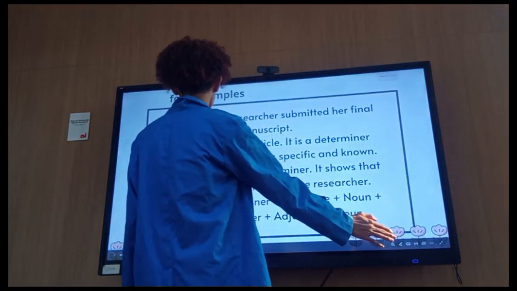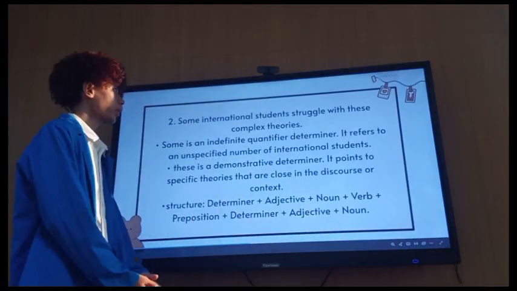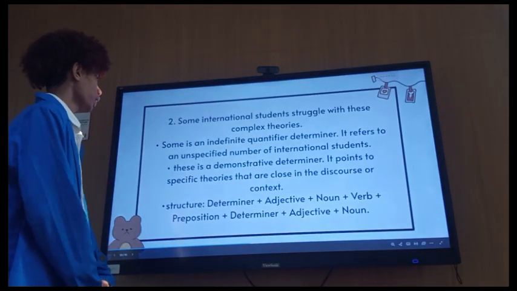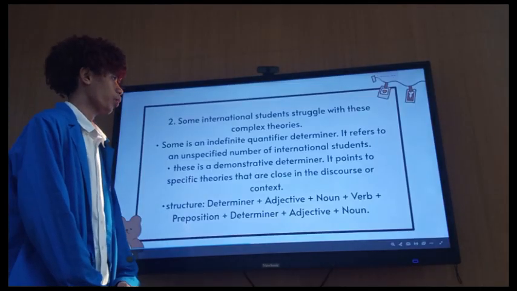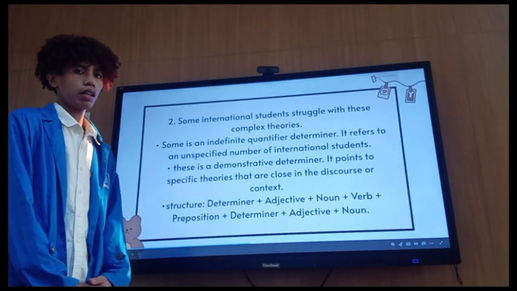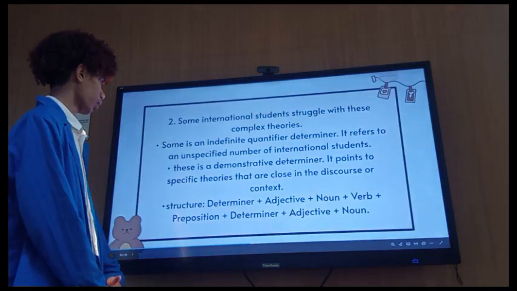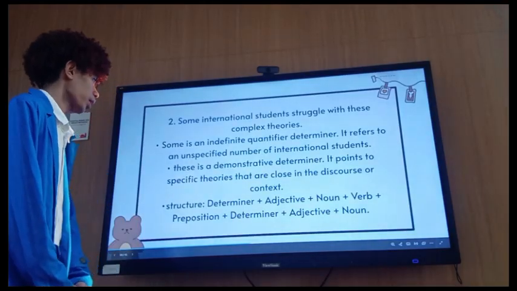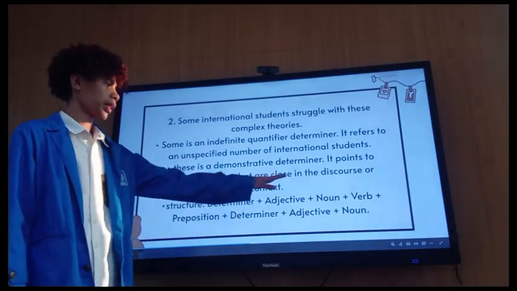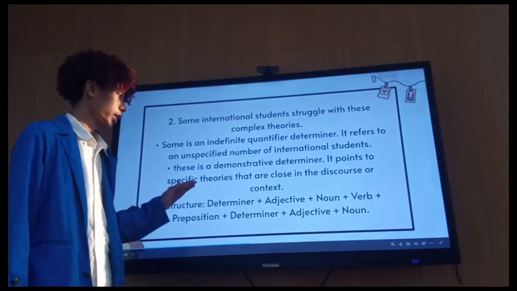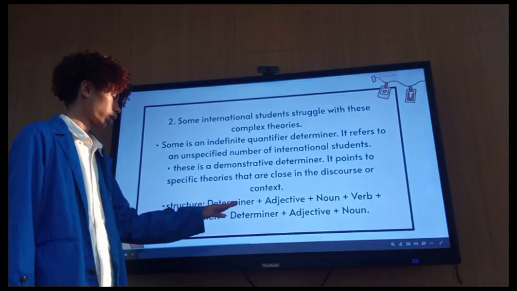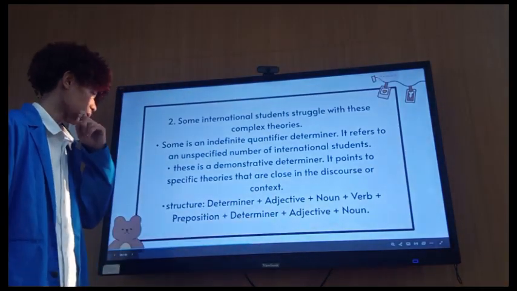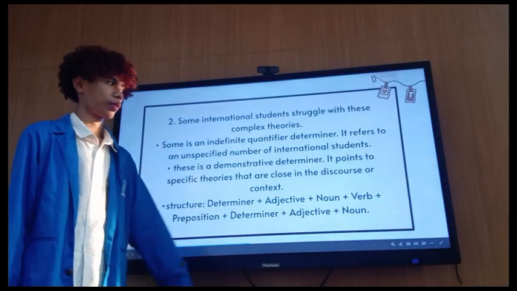Next, example number 2. Some international students struggle with these complex theories. Some is an indefinite quantifier determiner. It refers to an unspecific number of international students. These is a demonstrative determiner that points to specific theories that are close in the discourse or context. Structure: determiner plus adjective plus noun plus verb plus preposition plus determiner plus adjective plus noun.